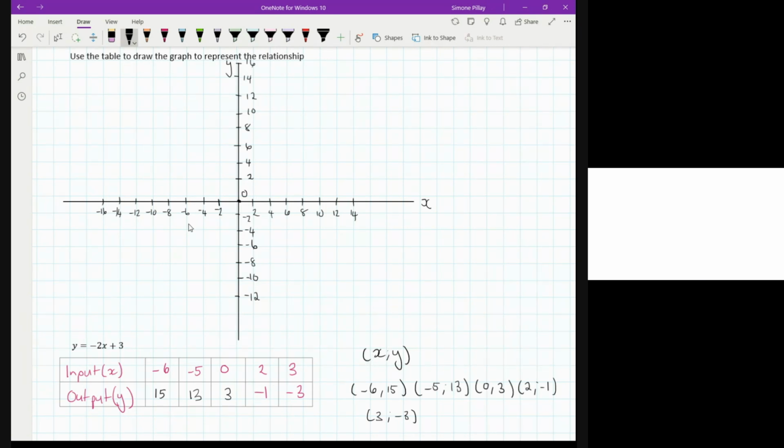-6 and 15. -6 is here. 15 is all the way up here in the middle there. Okay. -5 and 13. -5 is going to be right in the middle here, and up to 13 is going to be in the middle here. 0 and 3. 0 is right in the middle here, up to 3 on my y-axis. It's going to give me this little dot over there.